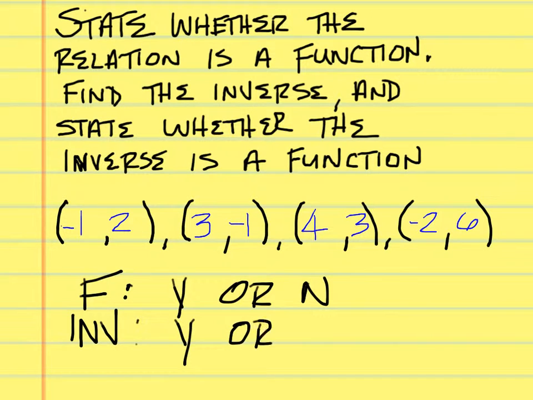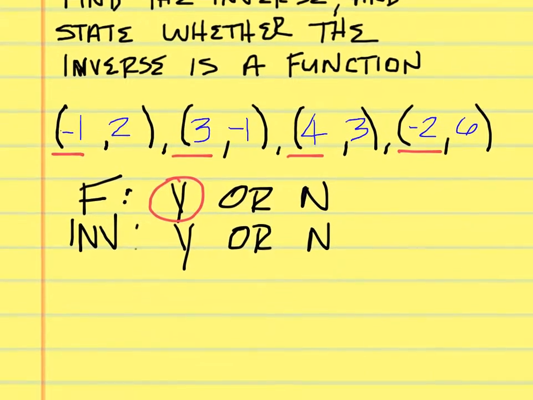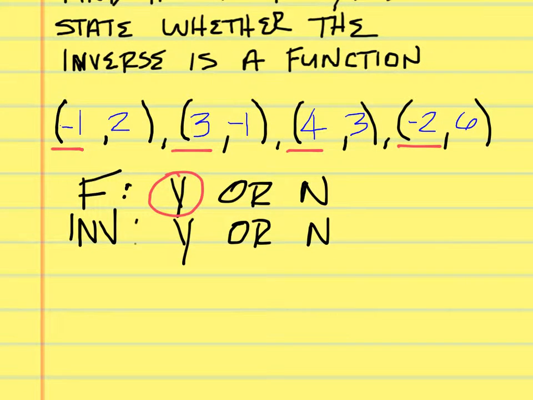Yes or no. So for the first part, it should be simple. The x values are -1, 3, 4, and -2. None of those repeat, so there's no y values to take a look at. So in other words, this one could be a function, yes. But you have to find the inverse of this relation and see if that inverse is a function.